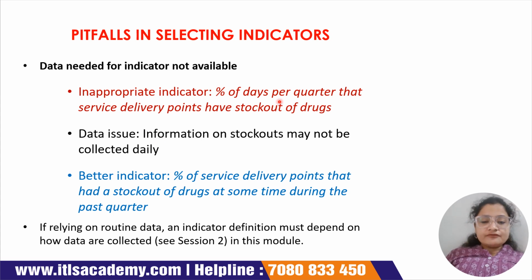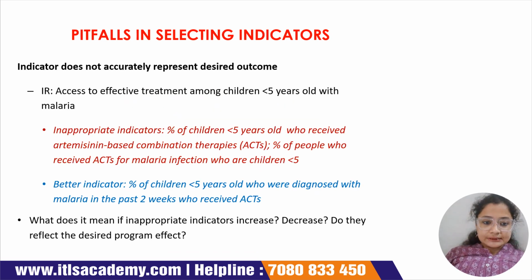Next is data needed for indicator not available. So in this, what will be the inappropriate indicator? Percent of days per quarter that service delivery points have stock out of drugs. Next is data issue. Information on stockouts may not be collected daily. Next is better indicator, that is percentage of service delivery points that had a stock out of drugs at some point during the past quarter. If relying on routine data, an indicator definition must depend on how data is collected.